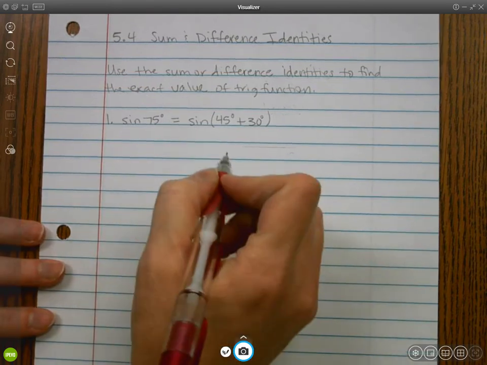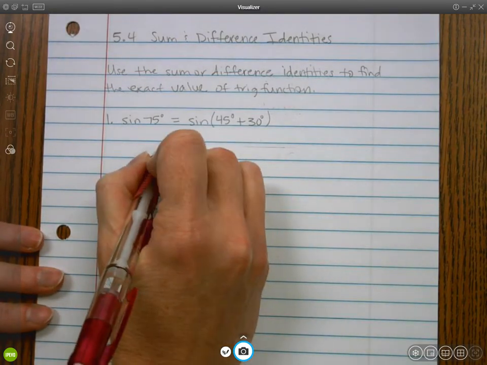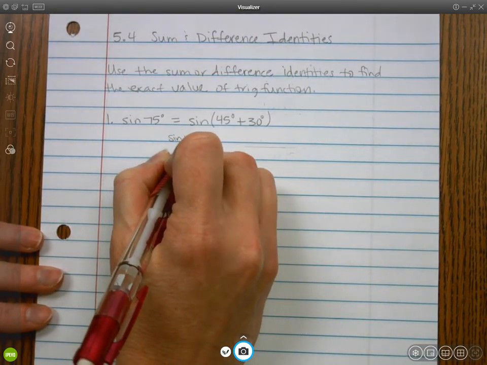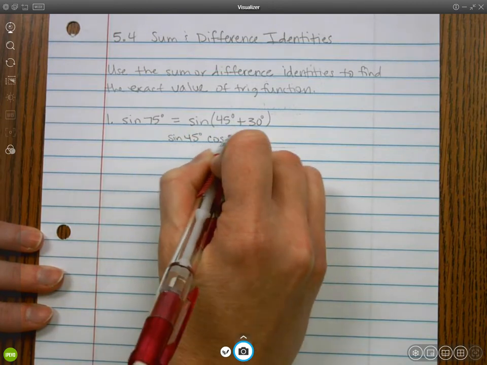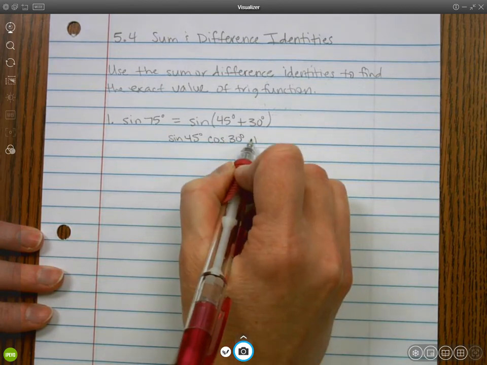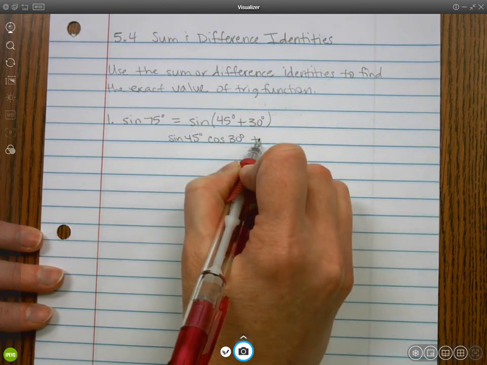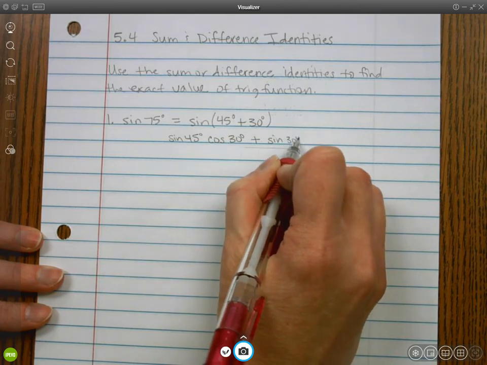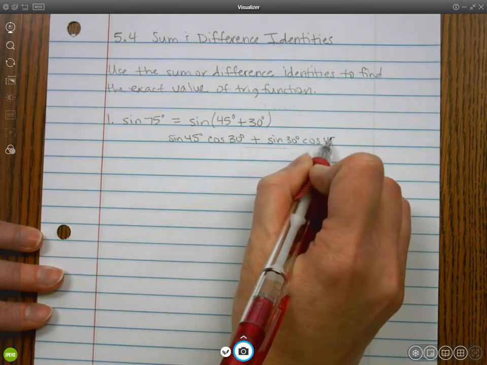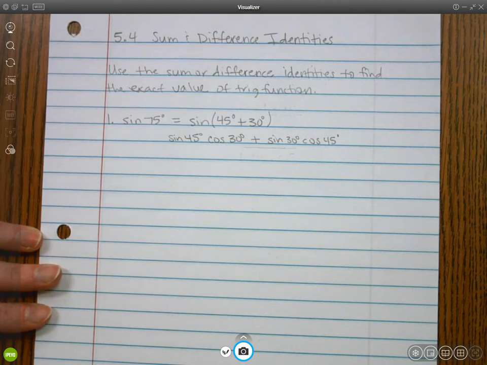So for sine, look at the ones you just wrote down. It says take sine of the first angle times cosine of the second angle. Keep the sign the same. So since we did 45 plus 30, we're going to add here. Then we're going to do sine of the second and cosine of the first.